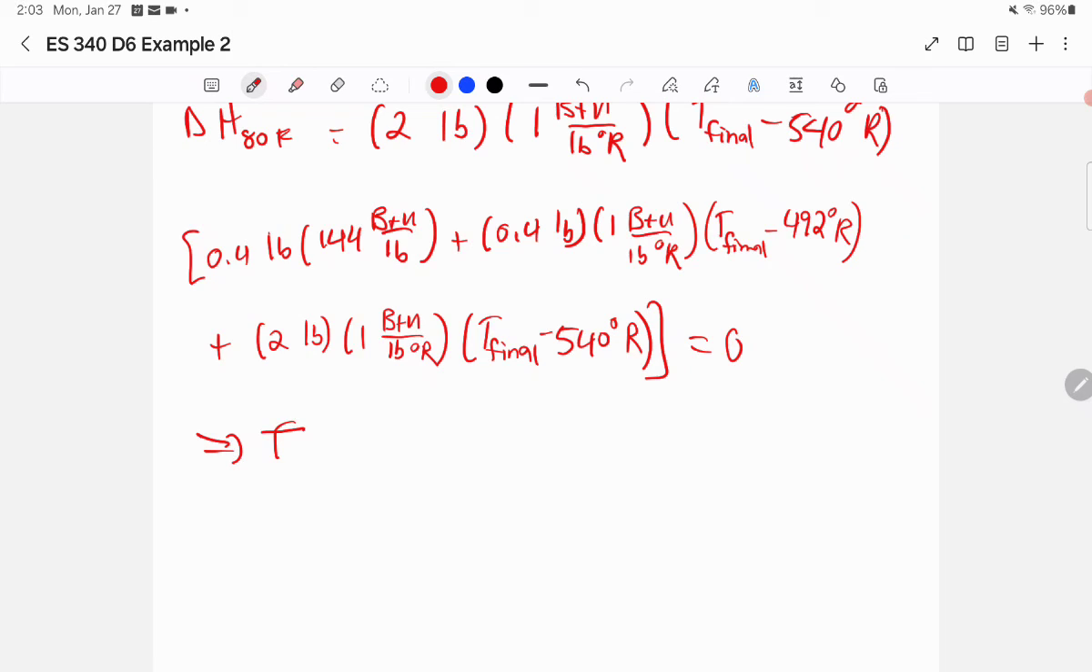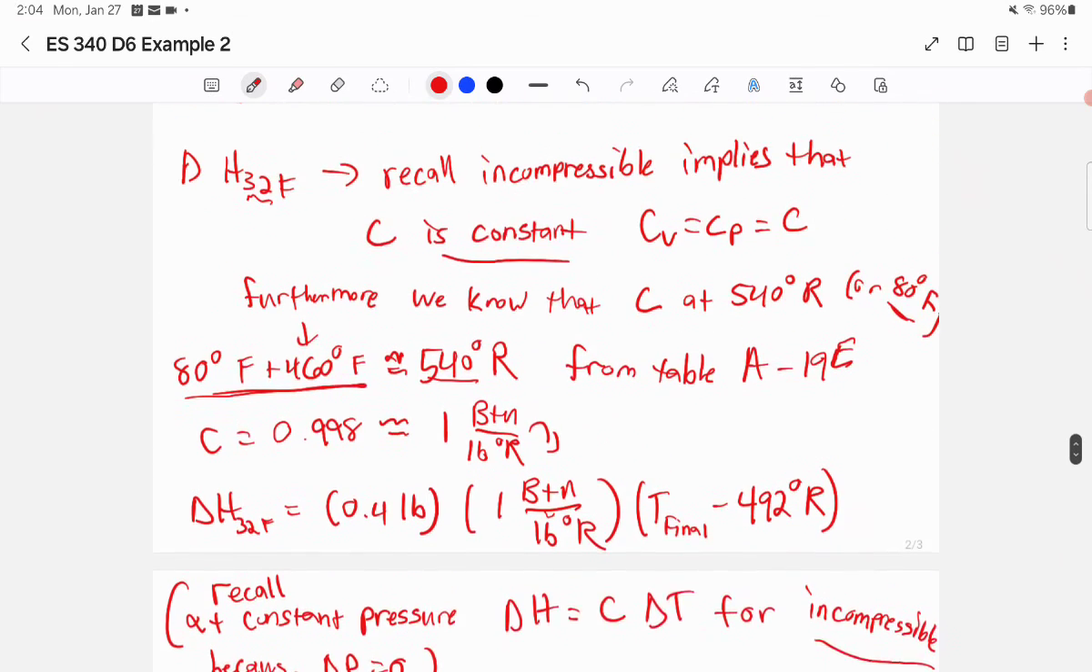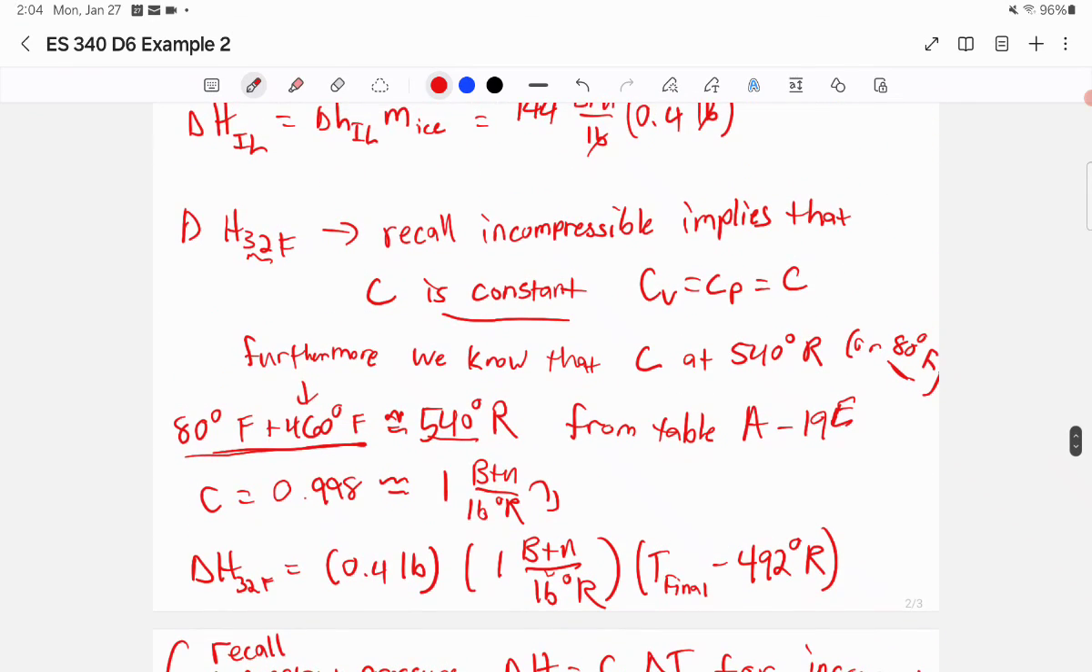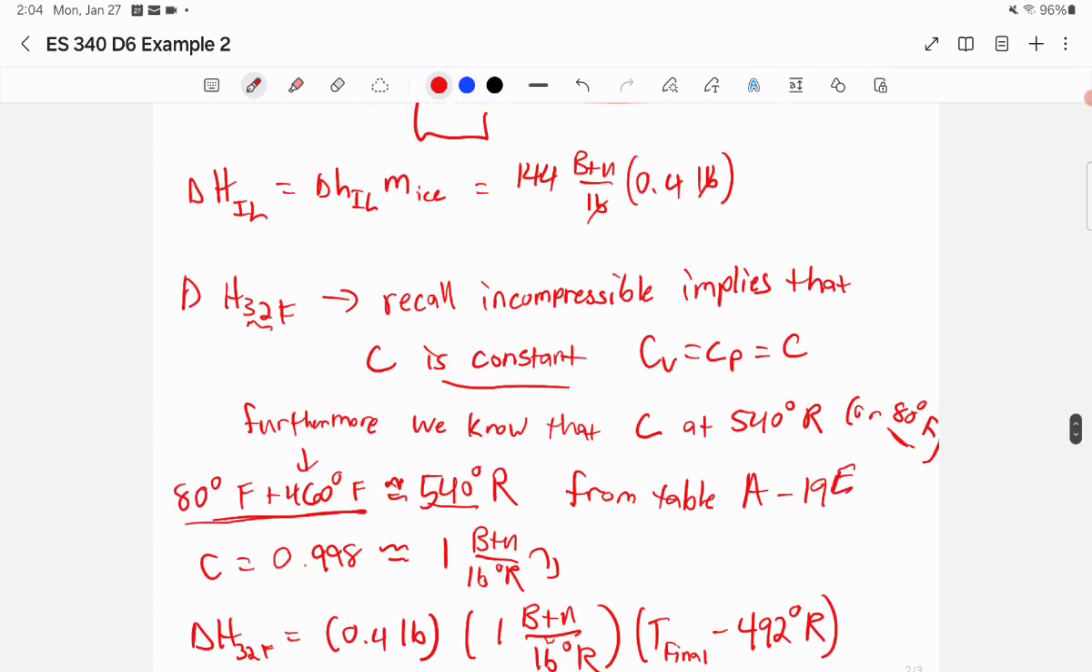Now, if you add all of those terms together, and I'll let you do that because it's simple algebra, you end up finding that T final is approximately 508 degrees Rankine, which is equal to 48 degrees Fahrenheit. Okay, so that's our temperature. So the hard part here is not the math. It's simple algebra, simple arithmetic, but the hard part is pulling together all of the pieces, right?